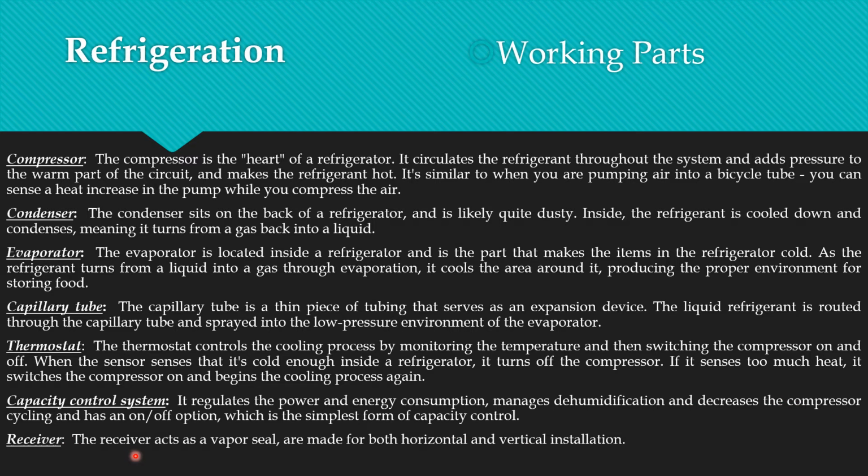Then the receiver is also there in most of the fridges. It acts as a vapor seal, as a small storage vessel, and it is made in a horizontal or vertical type. There is one more dryer also near the receiver, where it collects the gas and admits it to the compressor for the next cycle.